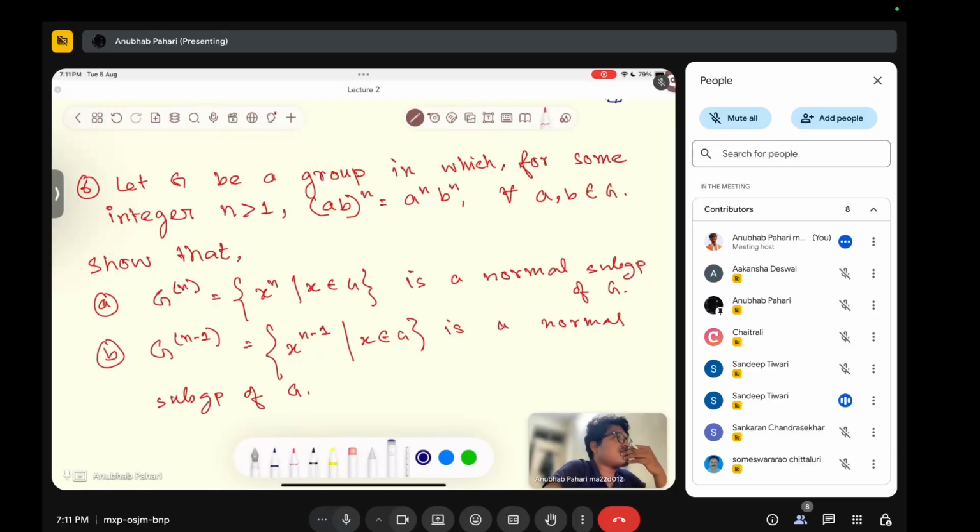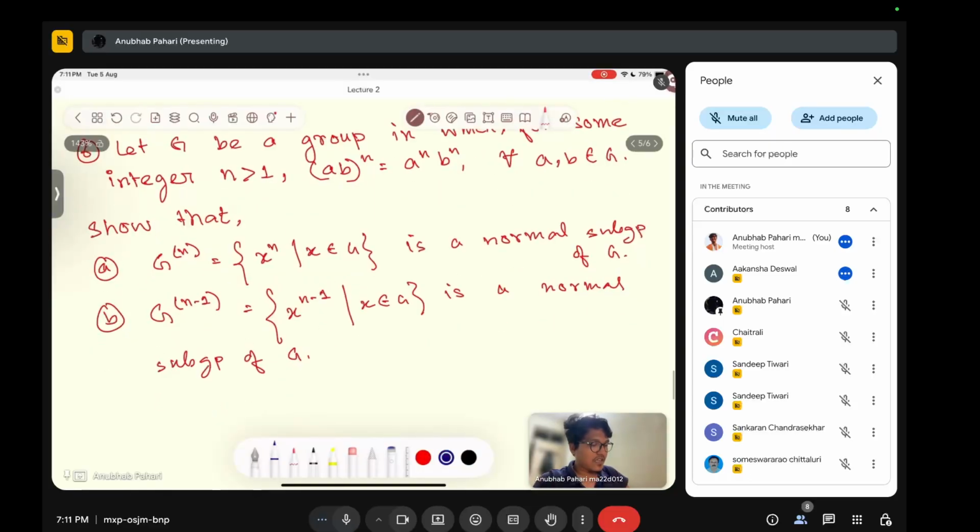Sir, in part A, n is fixed. Yeah, you can consider n is fixed. So can you please repeat how it will form a subgroup? Okay, part A, yeah, I will.